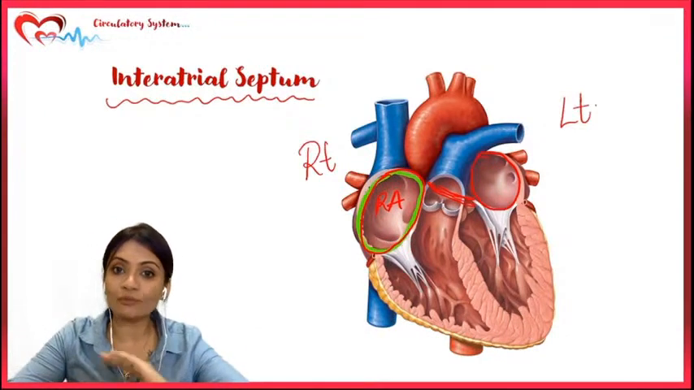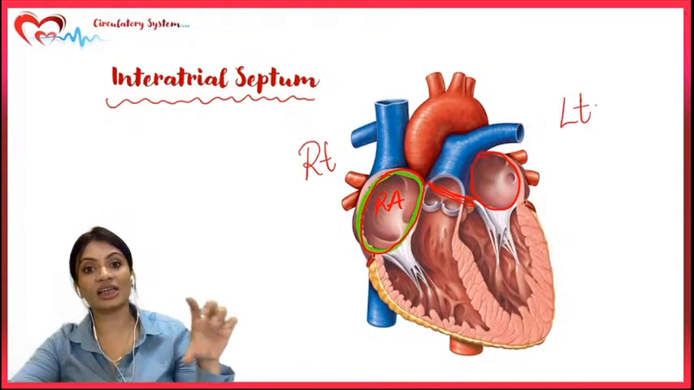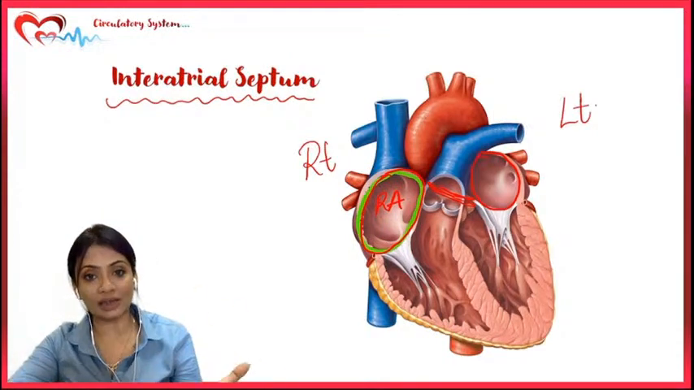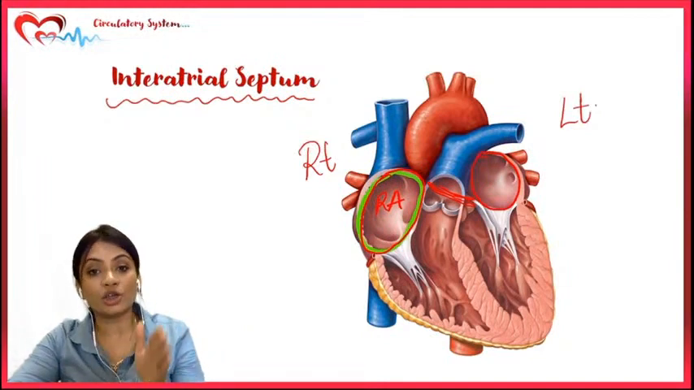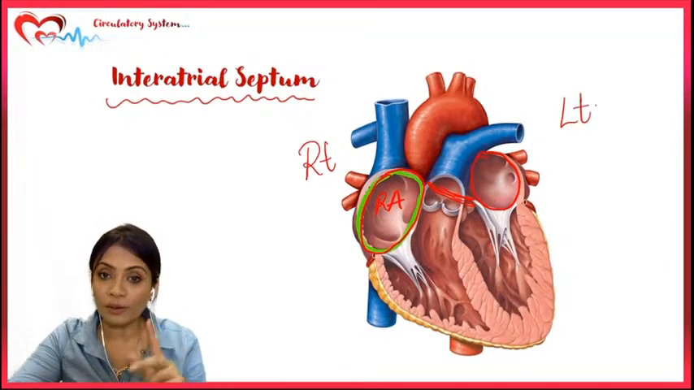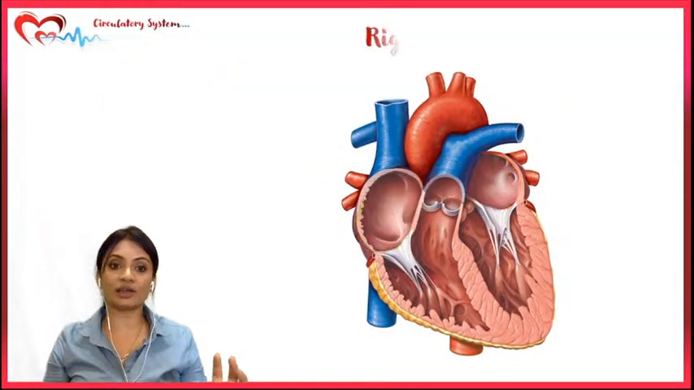So, first, I would just like you to know that when we're studying about the atria, between the right atrium and the left atrium, there is a septum in between them in order to prevent the mixing of blood over there. Okay, so that is the interatrial septum.